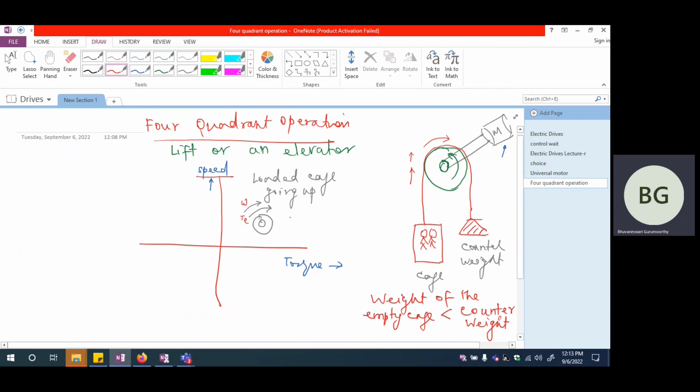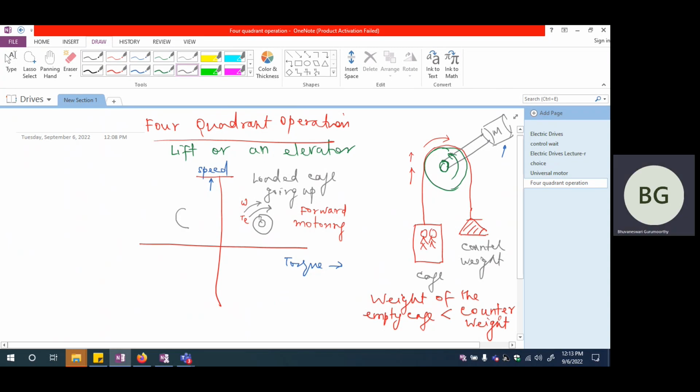When the torque and speed are aiding each other, we call that motoring. And we are assuming that the clockwise direction of rotation, generally we call that in this particular case as forward direction. So we call this forward motoring. So forward motoring is when the torque as well as speed both are in clockwise direction.